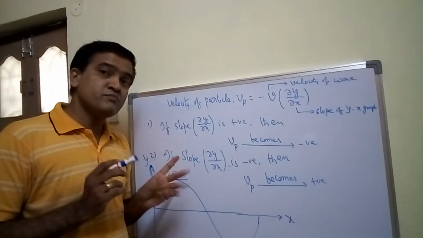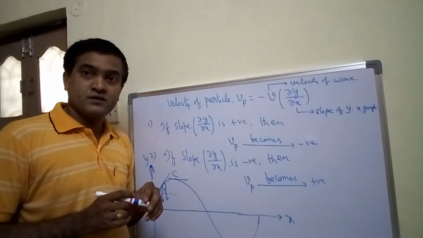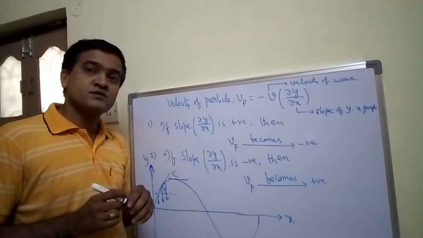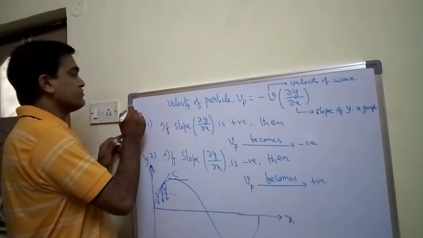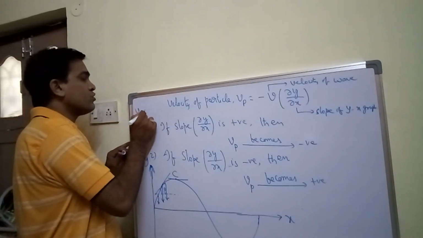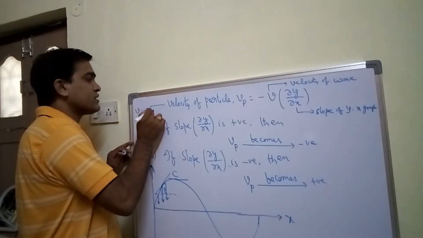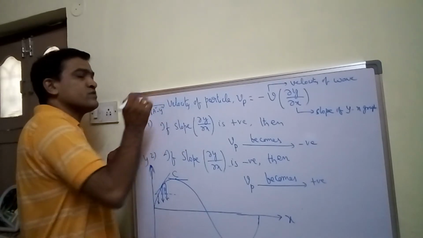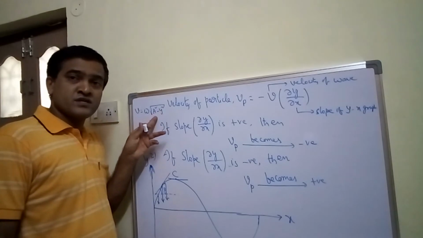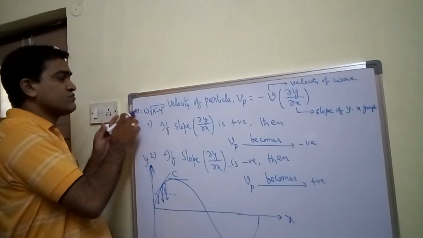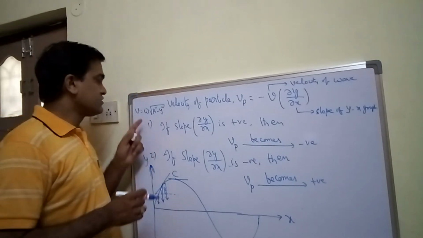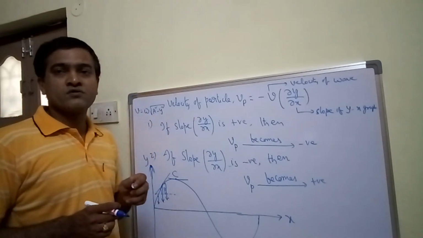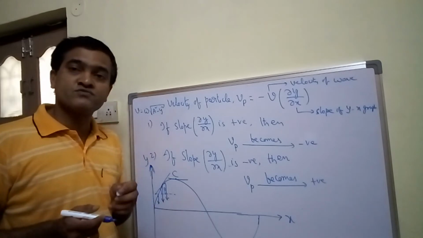Velocity is maximum at the mean position, right? And velocity is minimum at the extreme position. You might have learned v is equal to omega into root over a square minus y square. In first year, you have this formula for velocity at a certain displacement: v is equal to omega into root of a square minus y square.